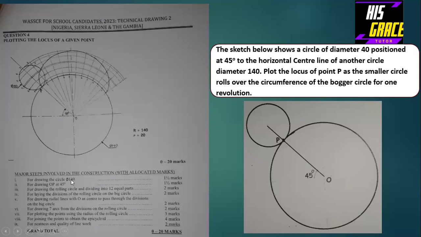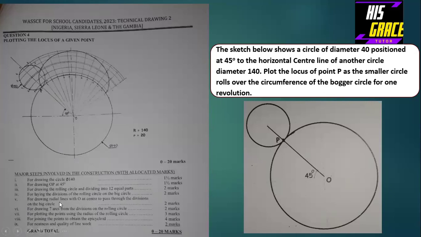But let's look at the marks awarded to each step taken here. For drawing the circle of diameter 140, 1.5 marks. For drawing OP at 45 degrees, 1.5 marks. For drawing the rolling circle and dividing it into 12 equal parts, 2 marks. For laying the divisions of the rolling circle on the big circle, 2 marks is awarded to that.